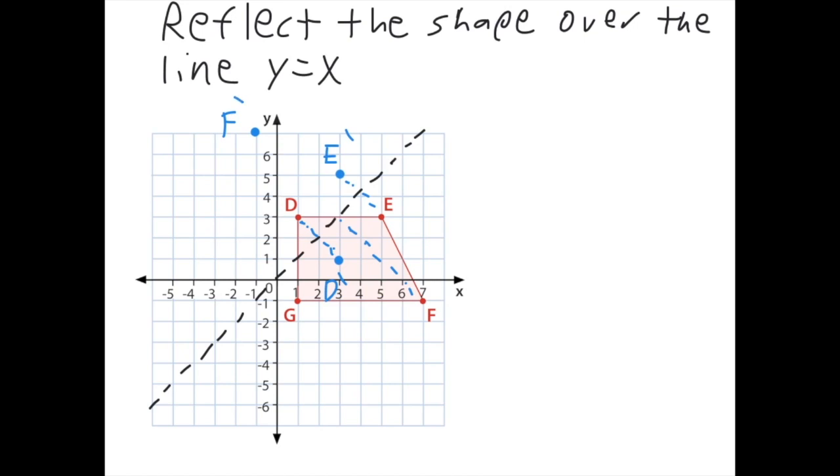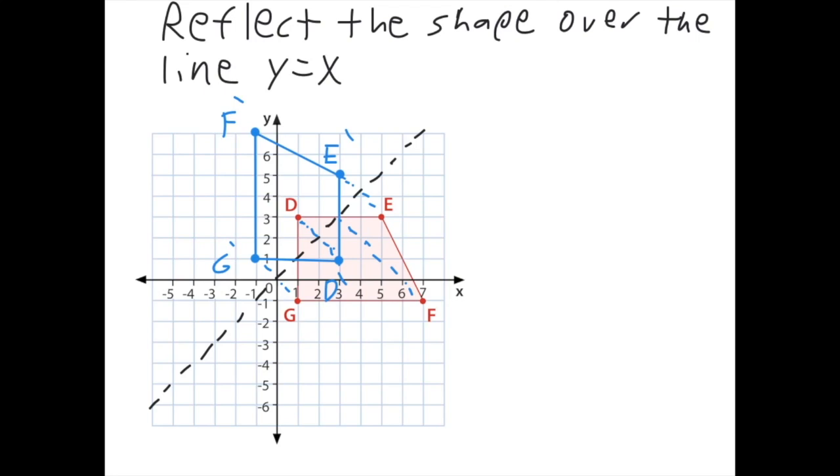And then finally G, once again, a dotted line of a slope of 1, so again we go over 1, up 1, and we get our point, G prime. So we have our reflected points, and now we just connect the dots and create our shape. And now we have our reflected shape. Quadrilateral D prime, E prime, F prime, G prime.